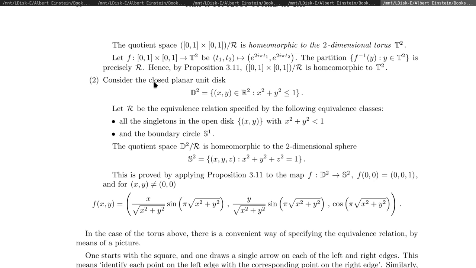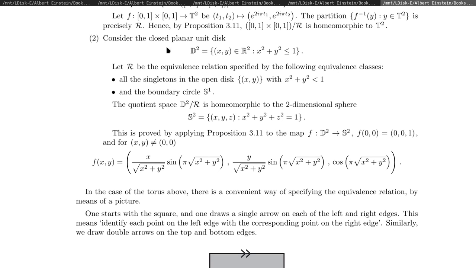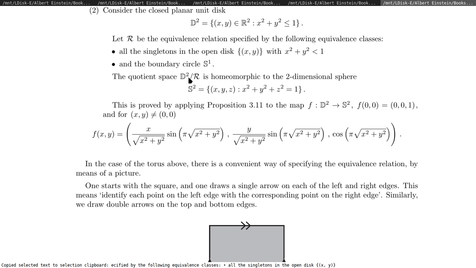So we'll try to see how we can do the torus. In this example, consider the closed planar unit disk, so you have the unit disk in R2. This is your D2, and you have the following equivalence relation: all the singletons in the open disk are identified, if x squared plus y squared is less than 1. So for all the x and y's which satisfy this, they go into this class. And the boundary circle S1 is an equivalence class itself. So you have these two classes. Then the quotient space D2 mod this relation is homeomorphic to the two-dimensional sphere.